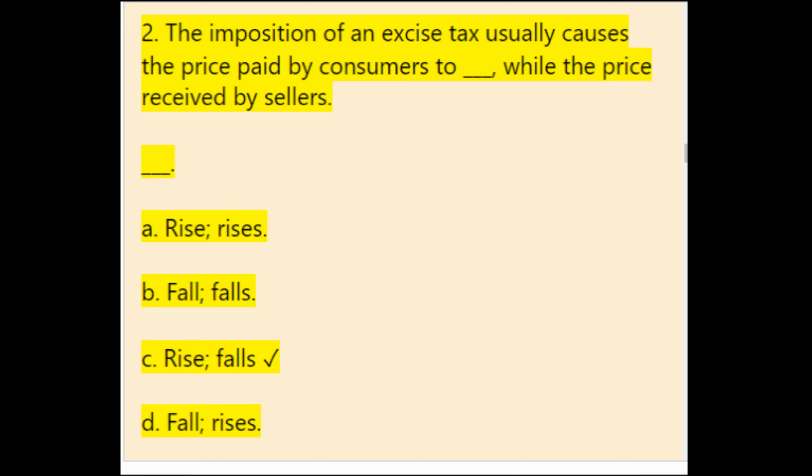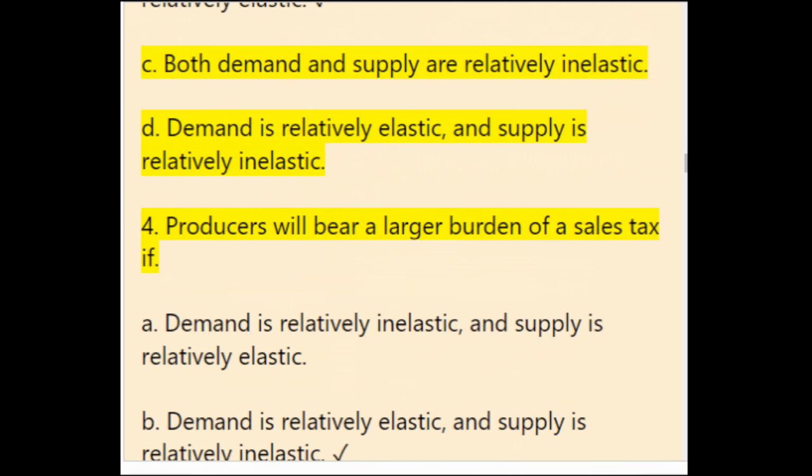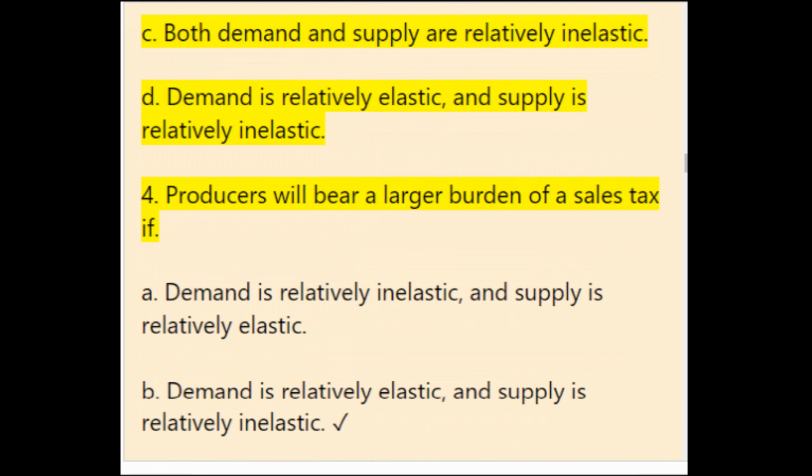____. A. Rise, rises. B. Fall, falls. C. Rise, falls. D. Fall, rises. 3. Consumers will bear a larger burden of an excise tax if A. Both demand and supply are relatively elastic. B. Demand is relatively inelastic, and supply is relatively elastic. C. Both demand and supply are relatively inelastic. D. Demand is relatively elastic, and supply is relatively inelastic.